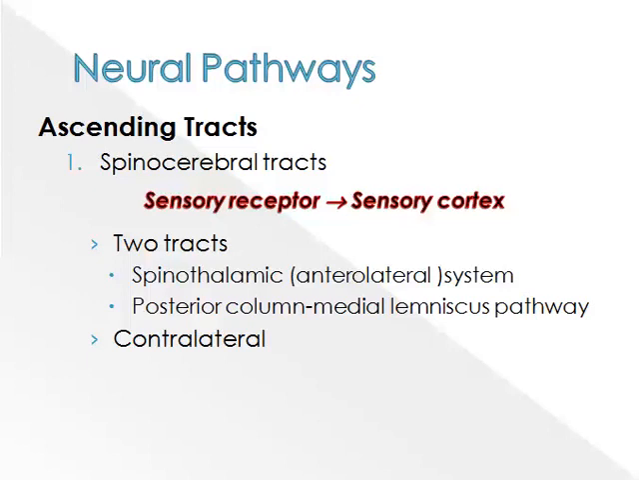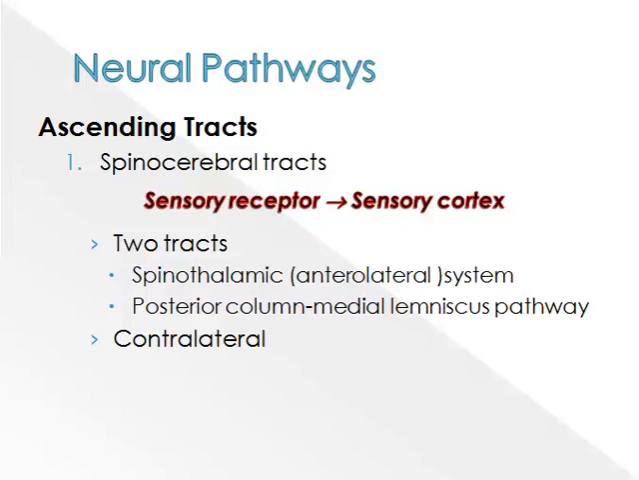If we talk about the posterior column medial lemniscus pathway, this is transferring specific sensory receptor information regarding proprioception, touch, and pressure information. These tracts are contralateral, meaning that they cross to the opposite side of the body, and the posterior column medial lemniscus pathway decussates or crosses over in the medulla.